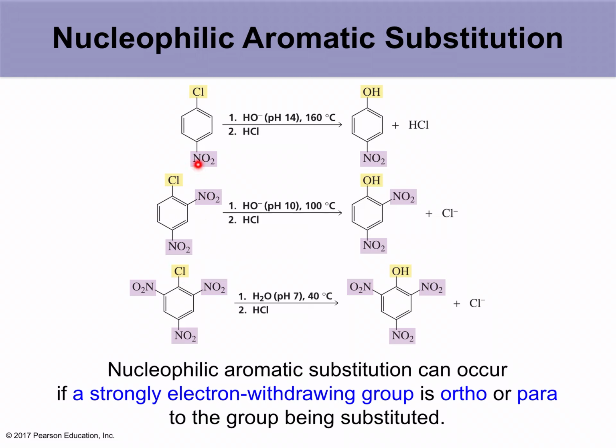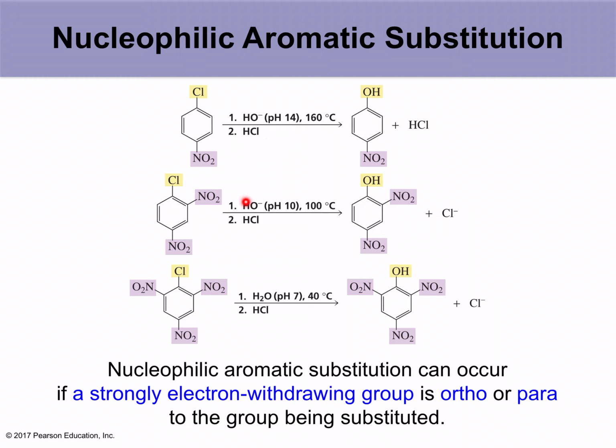Okay, let's say this is a para-nitro group. The nitro group is para to the chlorine. So you heat this up with hydroxide at 160 degrees Celsius. Then second step, you add hydrochloric acid. So now hydroxide, since there is less electron density in the benzene ring, can act as a nucleophile and then substitute for the chlorine. Okay, so we have to heat to 160 degrees Celsius because we have only 1 nitro group.